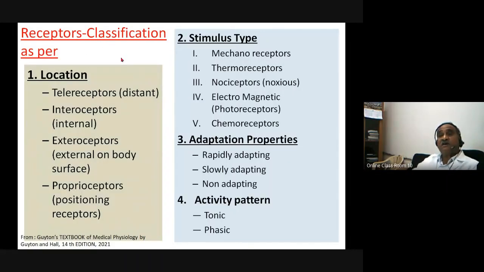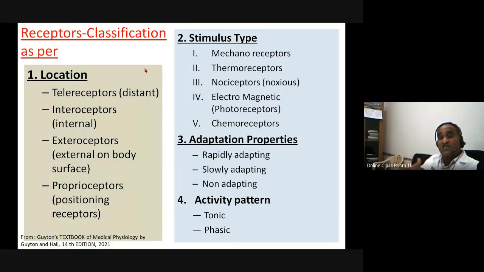Receptors are classified according to the location of the stimulus. Whether the stimulus is away from the body, or within the body internally, that is interoceptors, or exteroceptors are outside the body, the external part of the body, or the proprioceptors. Proprioceptors are the positioning receptors. So that means you can detect the smell even from a distance, or you can detect the sound or the sight. So those are the telereceptors.